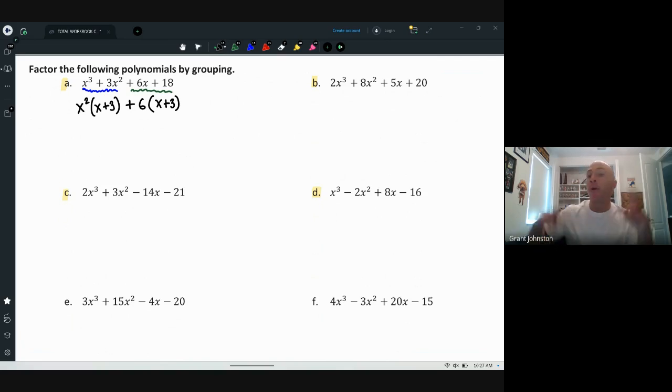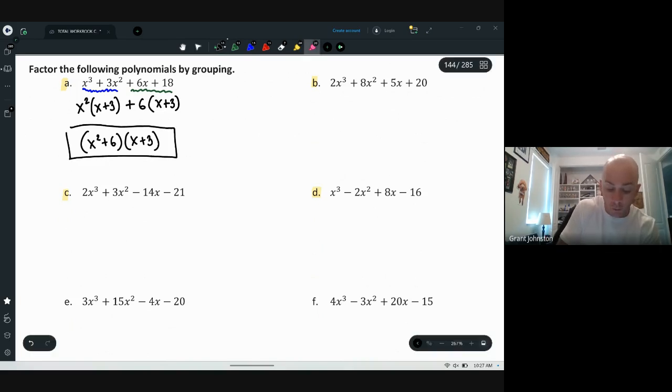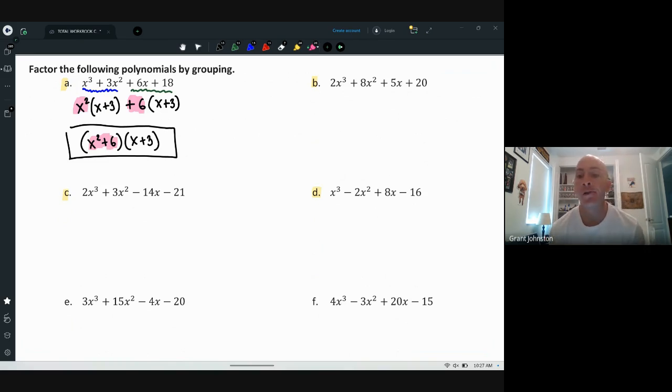By coincidence or by design, both the x squared and the 6 are being multiplied by the x plus 3. So I can group the x squared plus the 6. I can do this. I just grouped the x squared and the 6, made it x squared plus 6 there. It's like the reverse distributive property, right? Factoring has always been, this entire unit has been the reverse distributive property.